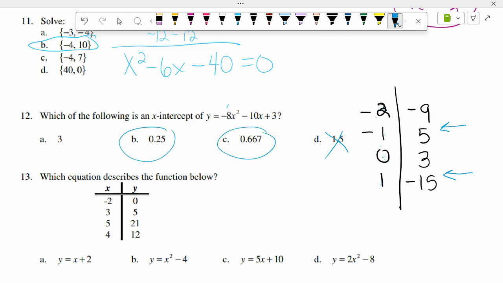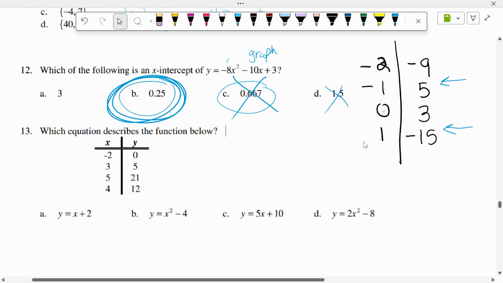It could be either one of these, so you're going to have to check it. You're going to have to put it into your calculator or graph it. This one is something that you're going to have to look at in Desmos on a graph, or you can plug and chug. See what happens when you use 0.25 in your calculator. So negative 8 times 0.25 squared, minus 10 times 0.25, plus 3. That gives me 0. So here's the correct answer. This one doesn't give me 0.